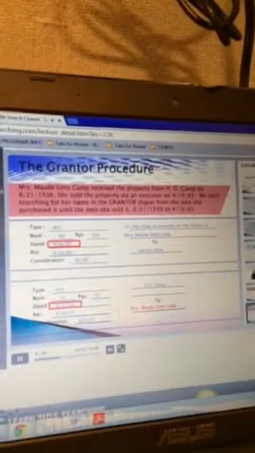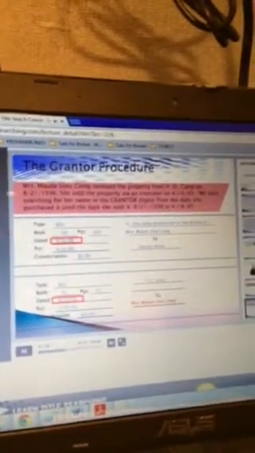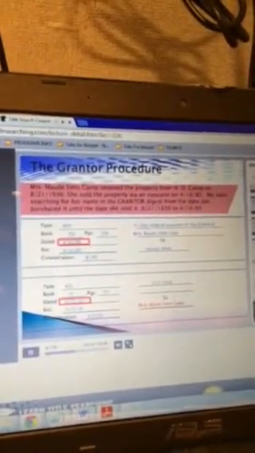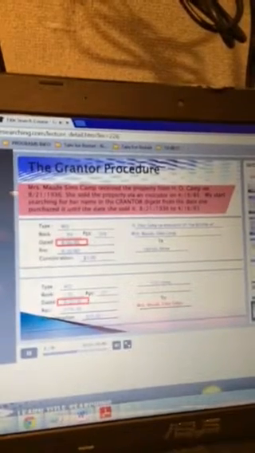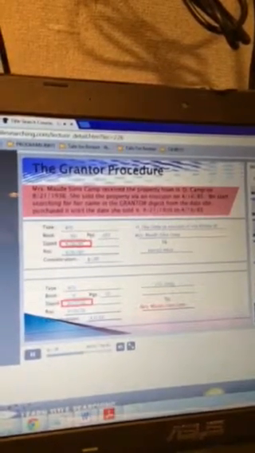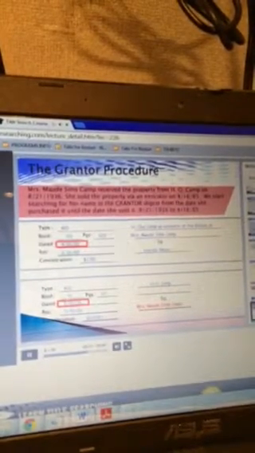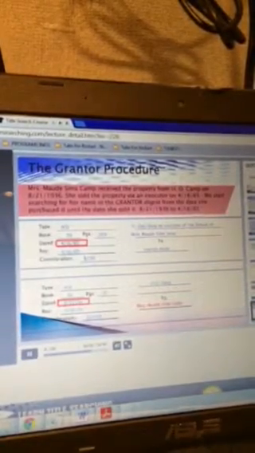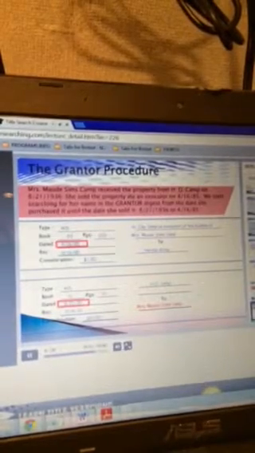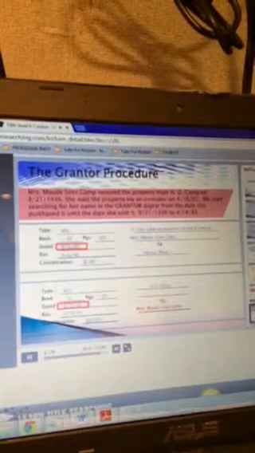When we start searching for her name in the Grantor Digest from the date she purchased it until the date she sold it, 8/21 to 4/16/1985, you can see the two dates there. She owned that property from 8/21/36 and she sold it on 4/16/85. So that's the only time you search her name in the Grantor Digest.